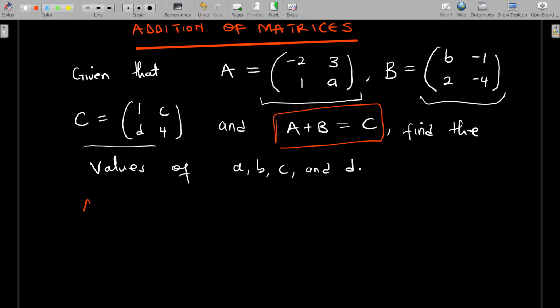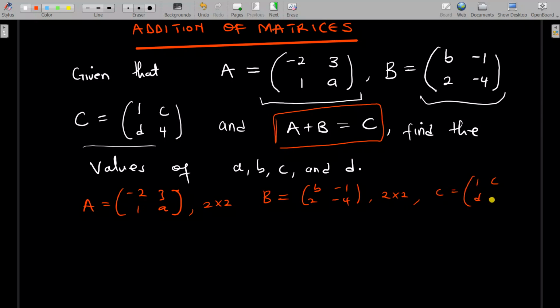If I ask you, the matrix A is negative 2, 3, 1, A. This is a 2 by 2 matrix. B is also negative 1, 2, negative 4, which is also a 2 by 2 matrix. Two matrices can be equal only if they have the same dimension. And the matrix C, which is equal to 1, C, D, 4, is also a 2 by 2 matrix. So all of these are 2 by 2 matrices, and we can add them, subtract them, and write an equality sign for them.